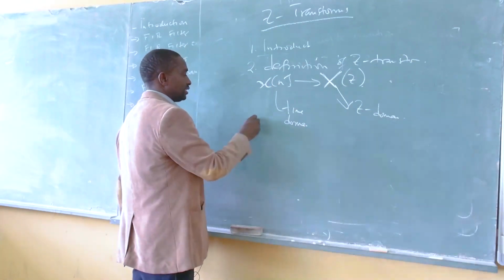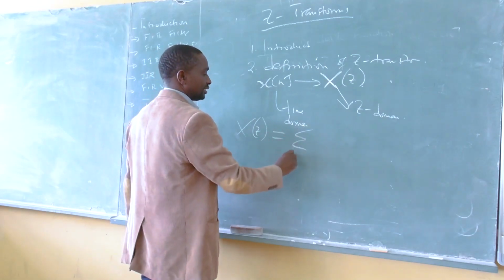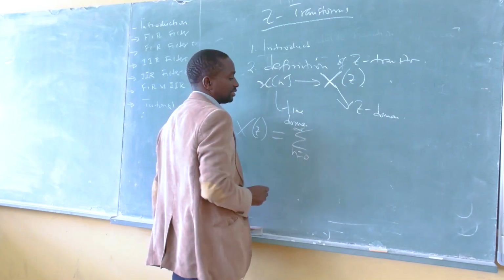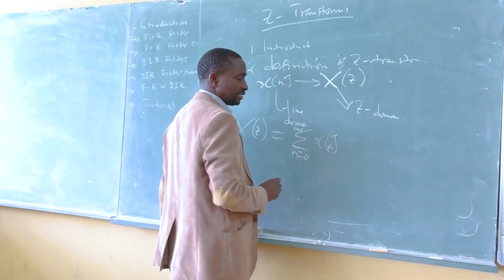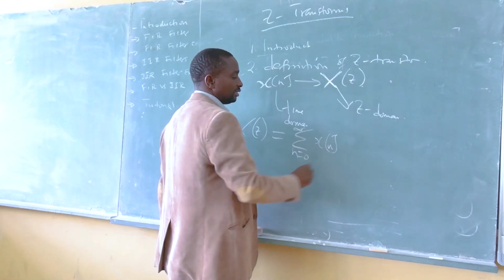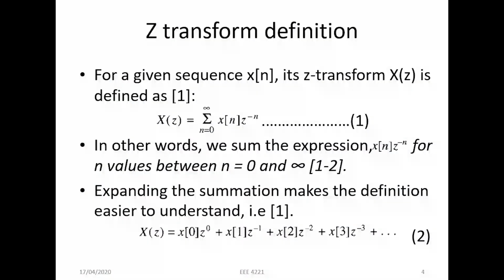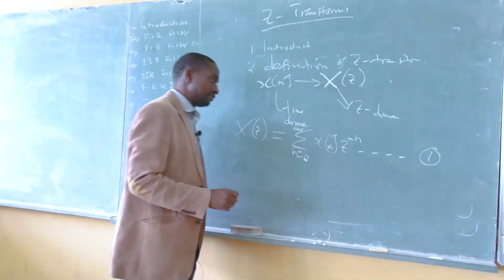And by definition, X of z is nothing but the summation from n equals 0 to infinity of the product of the discrete signal x of n multiplied by z to the power minus n. Again, here n ranges from 0 to infinity. So let me call this equation 1 in the definition.